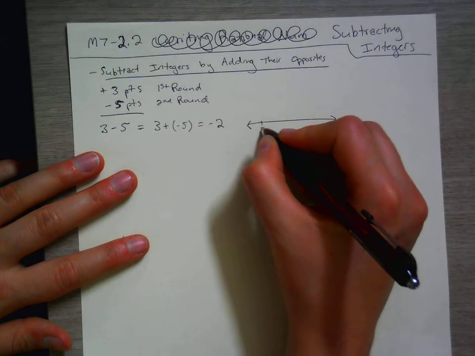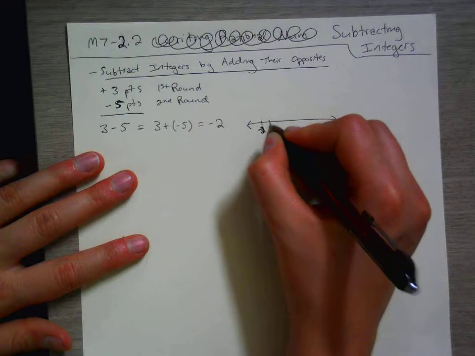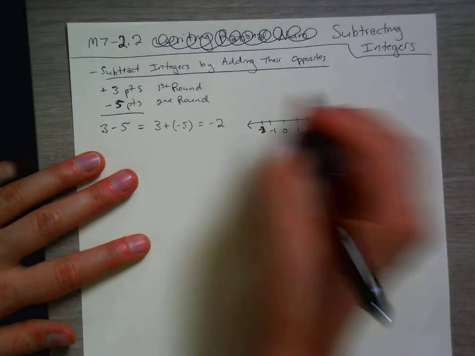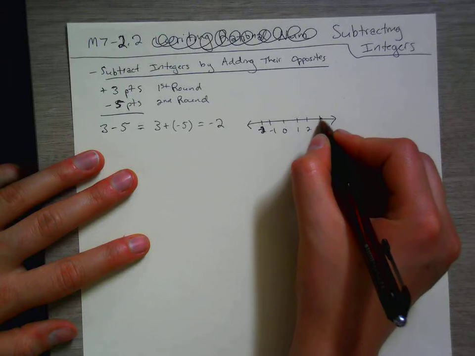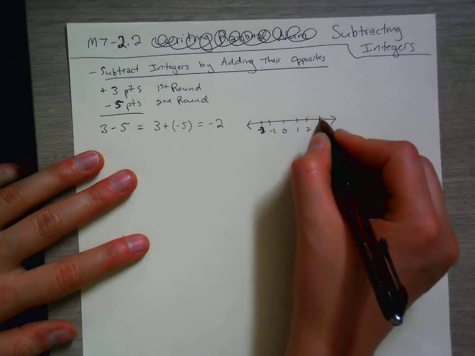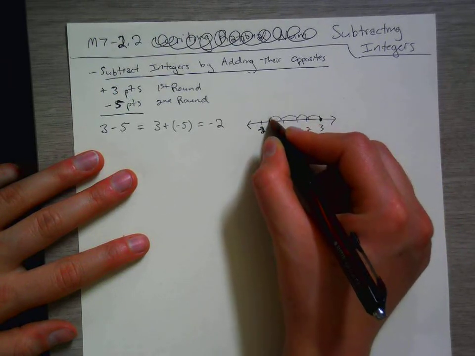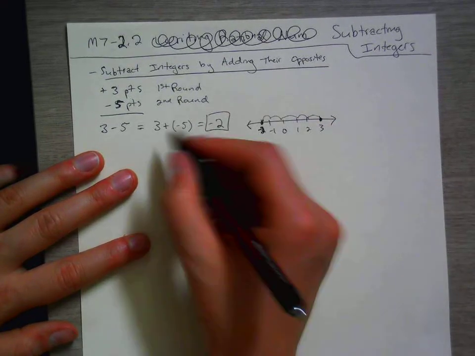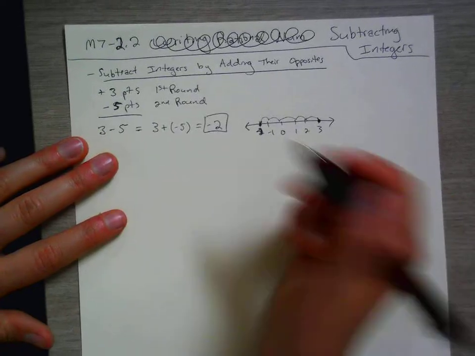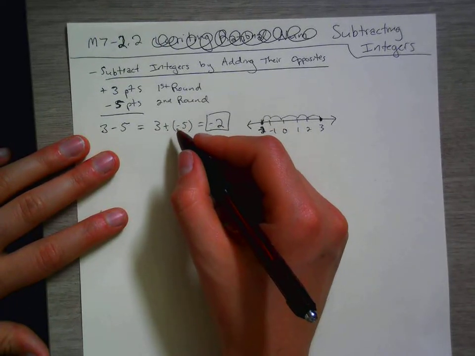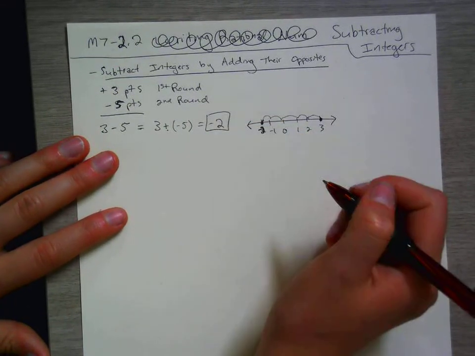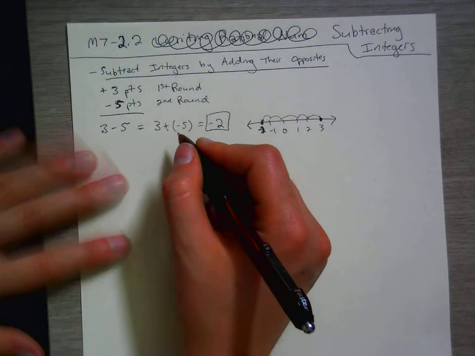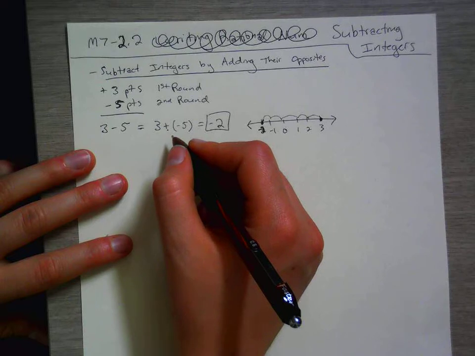negative 2, negative 1, 0, 1, 2, 3. So let's start with 3. We're going to go back 5. 1, 2, 3, 4, 5. And it becomes negative 2. Okay, we learned that last time. So all you have to do if you're subtracting a number is you add its opposite, and that equals negative 2. So you could write this and this as the same thing. Or you can do it on the number line.